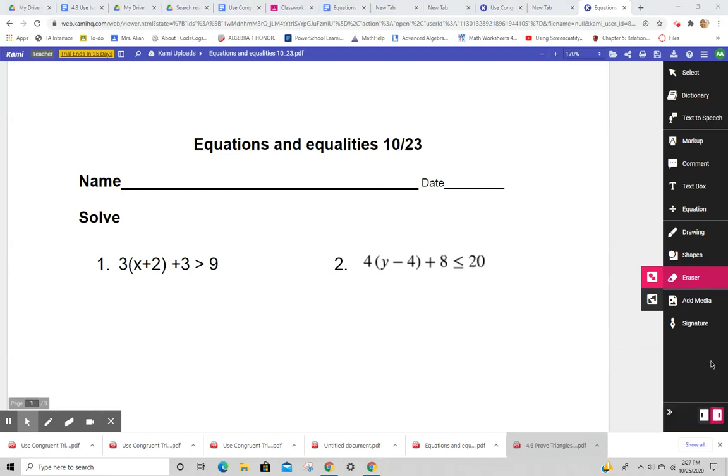Hi everyone. In this lesson, I'm going to show you how to solve different equations and inequalities. Let's get started.